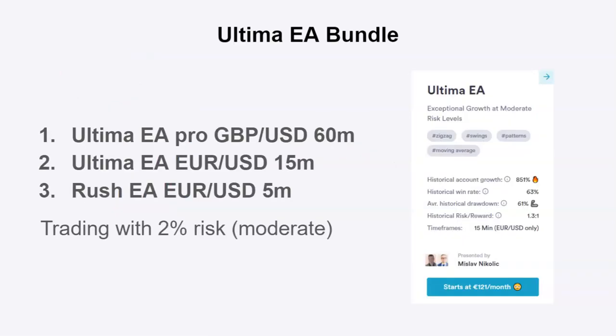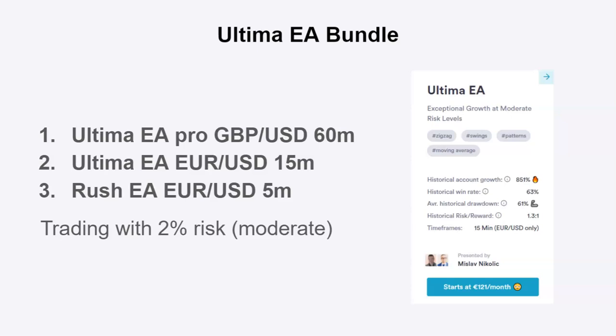So what is this bundle? The Ultima Bundle is basically combining 3 different trading systems. You have the Ultima EA Classic, let's say, the Eurodollar 50-minute chart that has been already available since the beginning of 2020 with Elite Currency. But we also have a new EA, the new system, the Pro, which is traded on the Pound USD 60-minute chart, the 1-hour chart, and Russia EA, which is traded on the Eurodollar 5-minute chart.